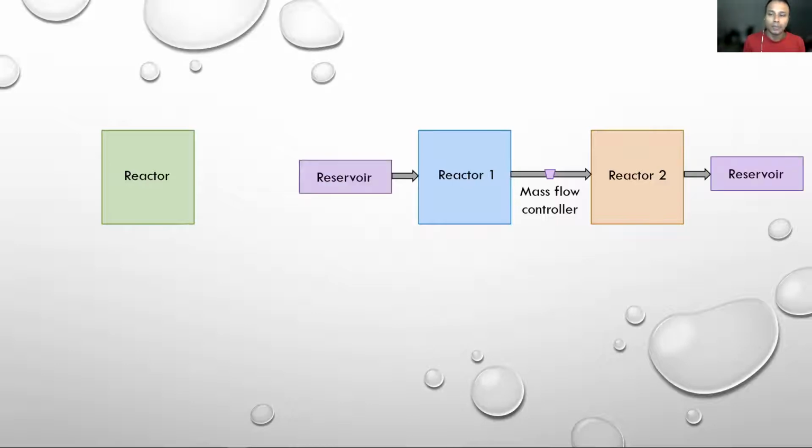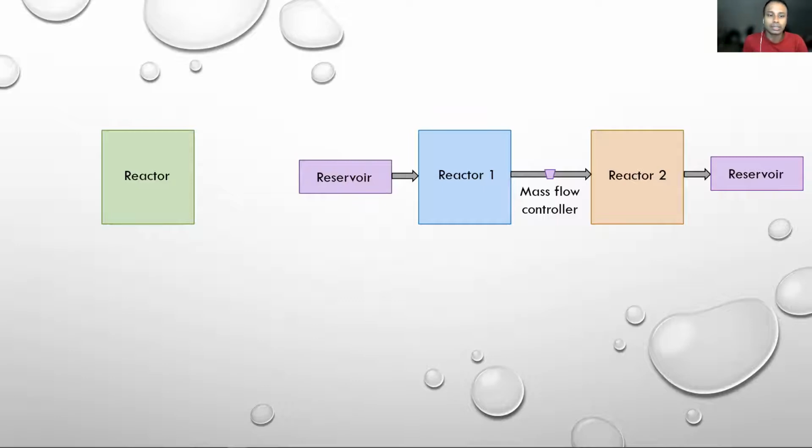Similarly, you also have something known as a reservoir, which by definition is sort of an infinite source from where we can take in any species, or where we can dump species as well. In this particular diagram, we see that reactor number 1 takes in the reactants from a reservoir, and finally reactor number 2 dumps its products into a reservoir.